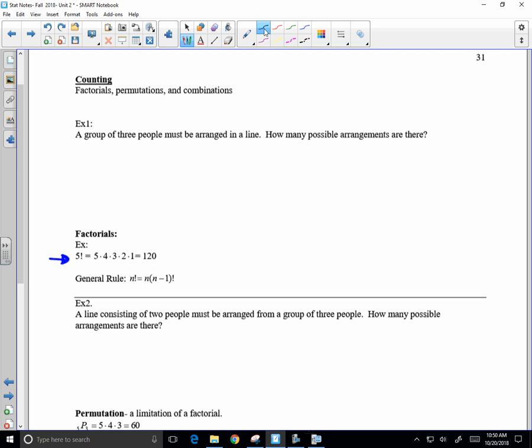A group of 3 people must be arranged in a line. All right, and we want to know how many possible arrangements there are. If I'm arranging things, then that's telling me that the order is going to matter. I say order matters, but I say order is important. It's a question of, well, who is it important to? Well, it's me because I asked a question. And that's really what it comes down to.